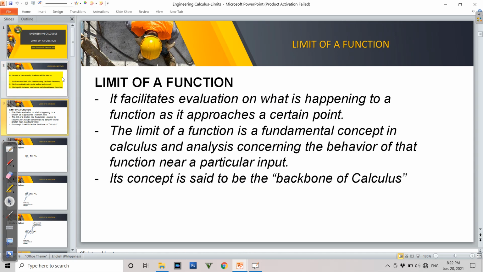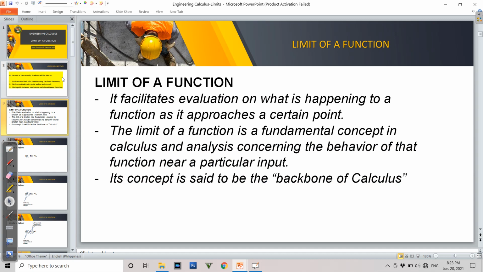So let me start with the limit of a function. It is the backbone of calculus actually. It facilitates evaluation of what is happening to a function as it approaches a certain point. The limit of a function is a fundamental concept in calculus and analysis concerning the behavior of that function near a particular input.